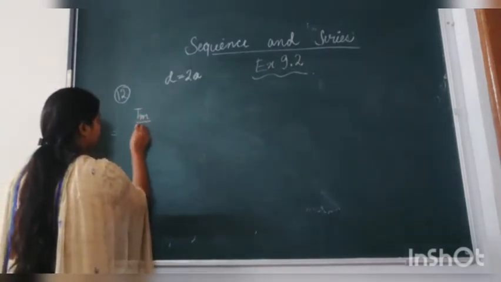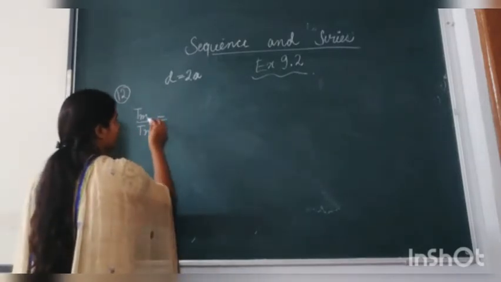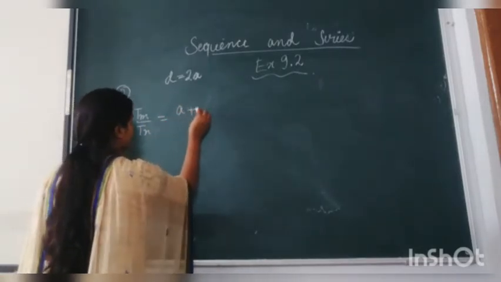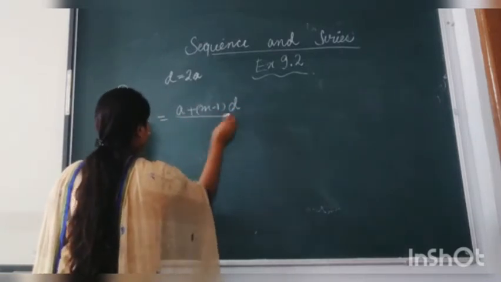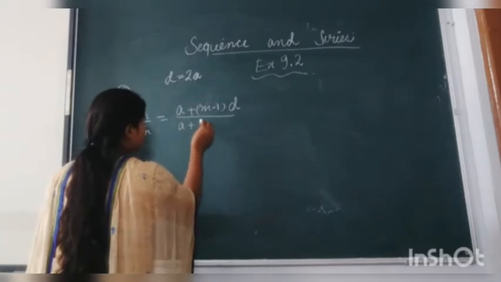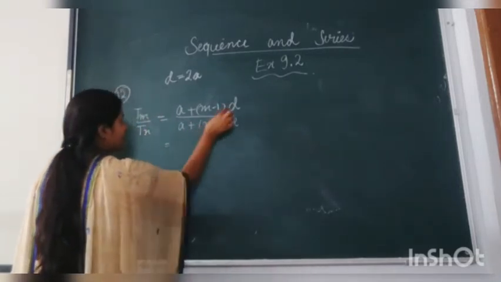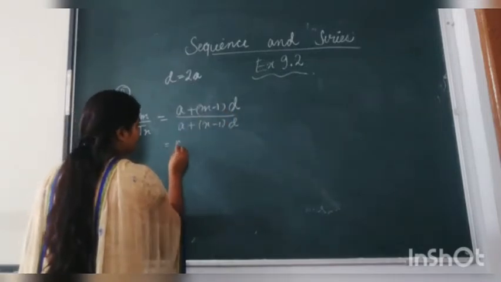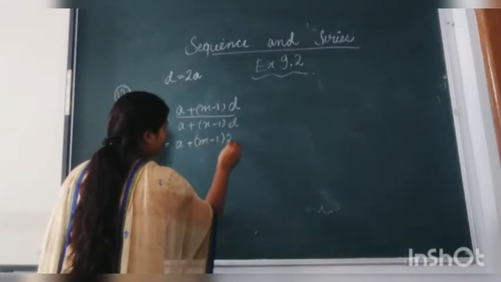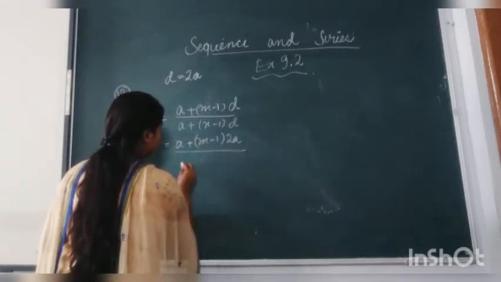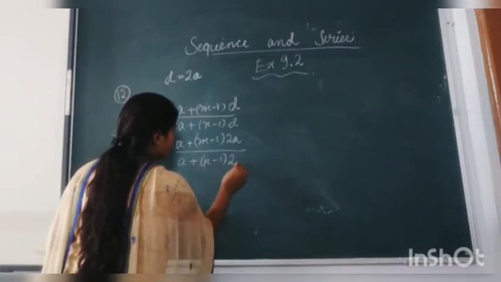Now the ratio of the mth and nth term has to be found; we will put it directly in the formula. What will the mth term be? a plus m minus 1 into d, and this will be a plus n minus 1 into d. Instead of d we have to write 2a: a plus m minus 1 into 2a, a plus n minus 1 into 2a.